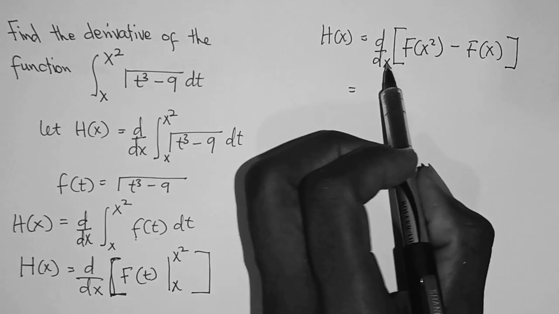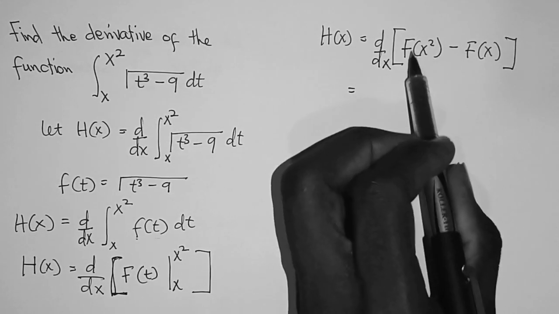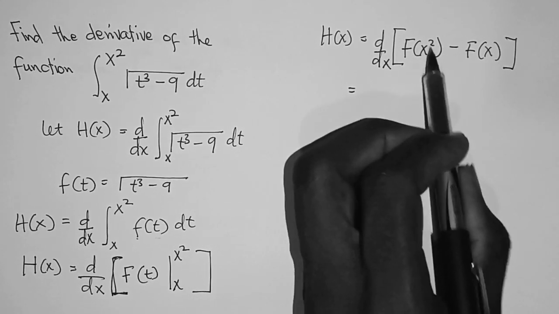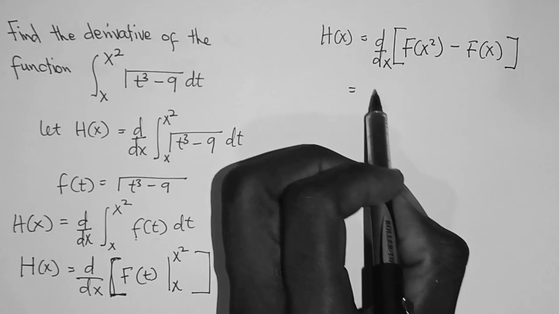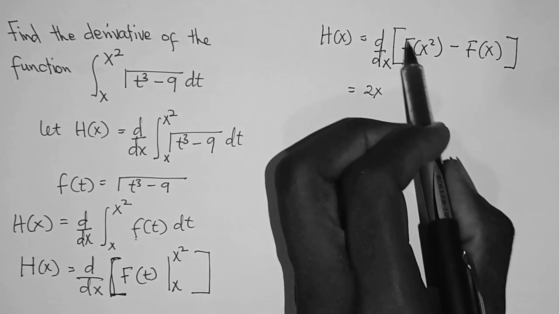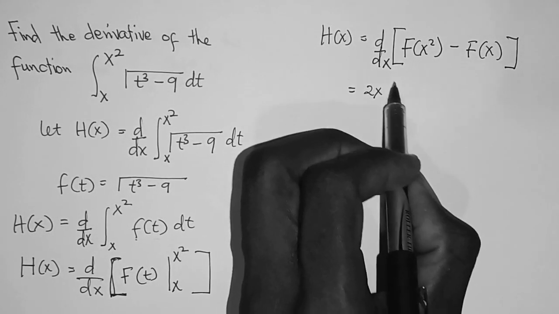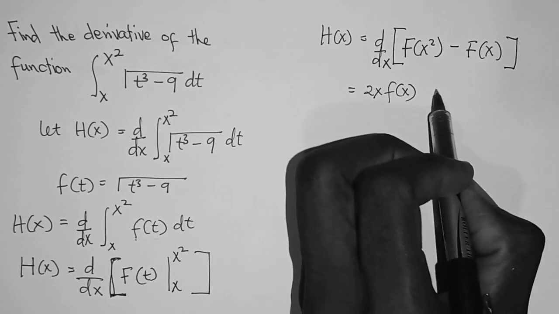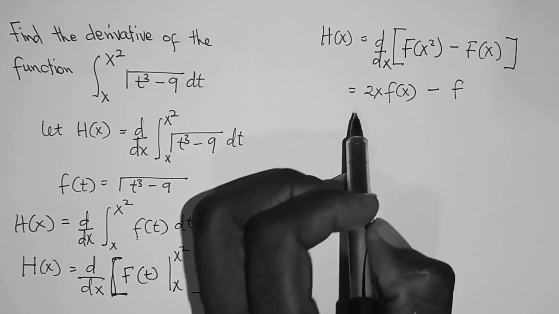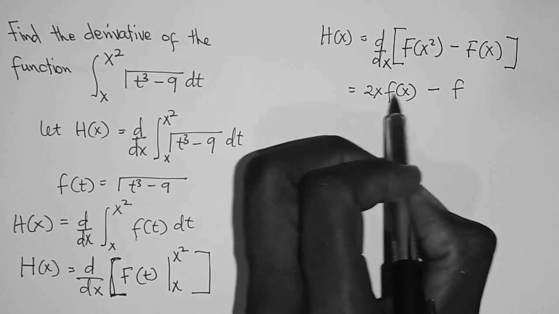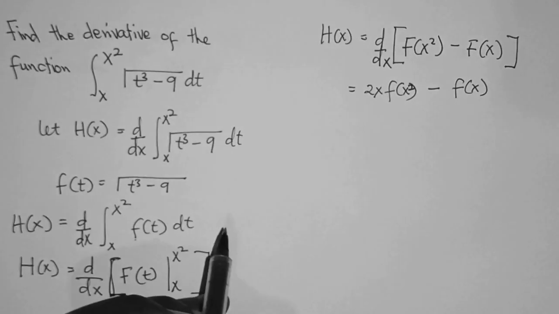Now, let's differentiate the first part. So if you differentiate capital F of x squared, you need to differentiate what is in the bracket. The differential of x squared is 2x. Then you differentiate the whole function. If you differentiate capital F of x, you are going to get small f of x. Then minus, if you differentiate capital F of x, you are going to get small f of x. So here's x squared, and then here's f of x.